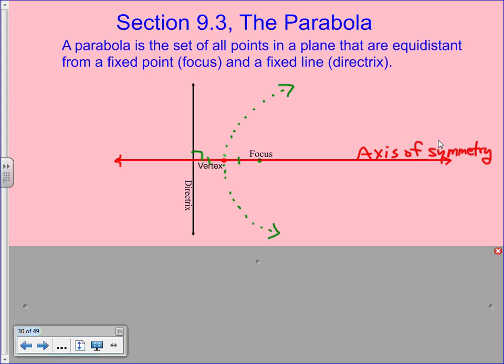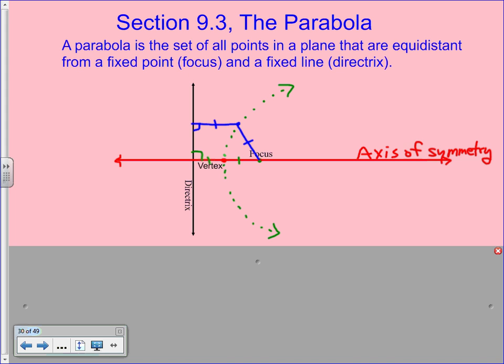Now let's see how this definition works. Essentially, every point on the parabola is equidistant. What does that mean? That means the distances are equal. So the distance from this blue point to the directrix is a perpendicular, because the distance from a point to a line is the perpendicular segment. And then the distance from the focus to that point, we're telling you those two distances are congruent. That's exactly what the definition says.